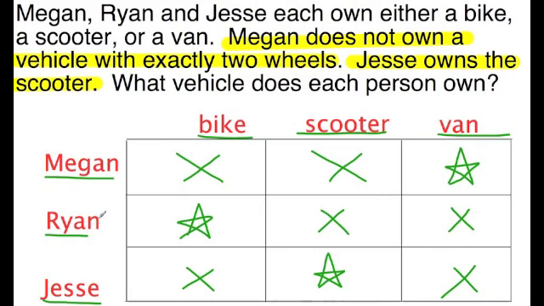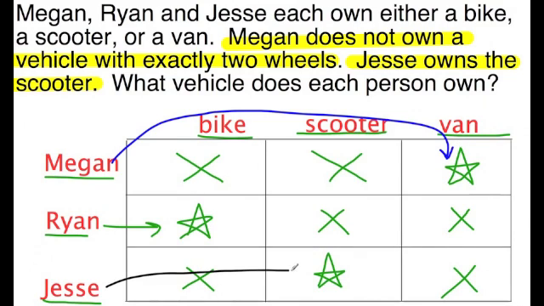Ryan owns the bike. Megan owns the van. And Jesse owns the scooter. And you should really write your answer down in that manner. Don't just leave it as a chart. In fact, I'm going to go ahead and show you exactly what that would look like.